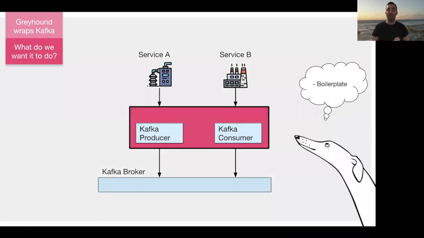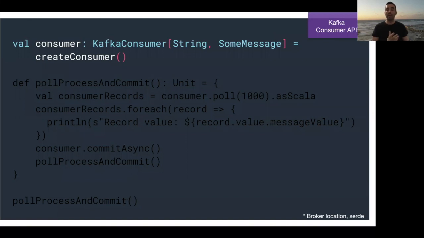Okay, so let's do a rundown of the features that Greyhound has to offer. The first, like I mentioned, is to reduce the boilerplate of the original Kafka API. Here we see an example of using the original Kafka consumer. The first thing you need to do is create the consumer, specifying all kinds of properties, including the broker location and also the deserializer for the key and the value of the message or record.